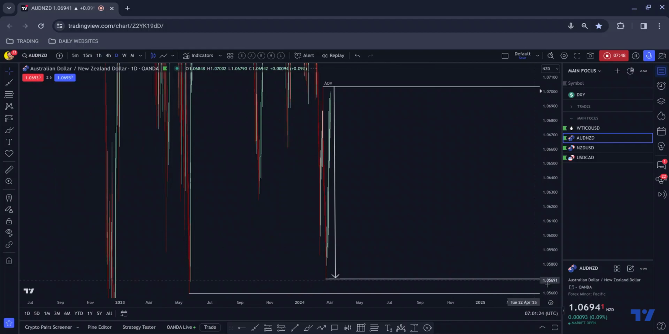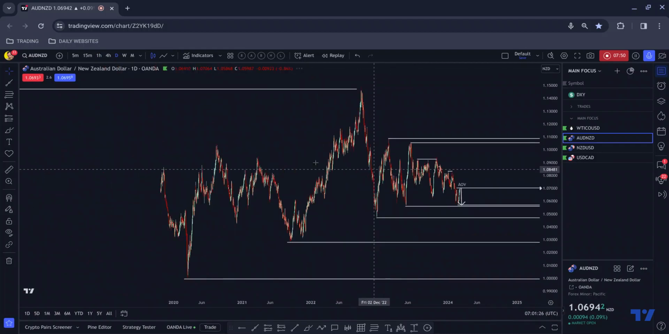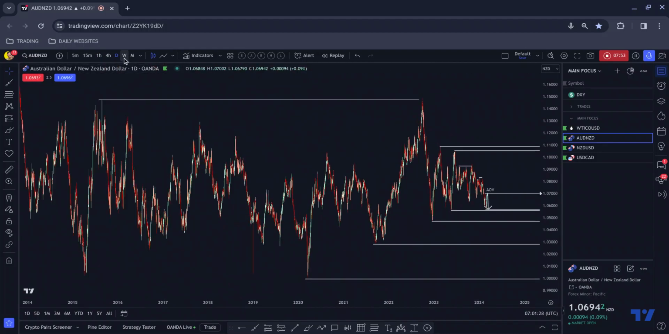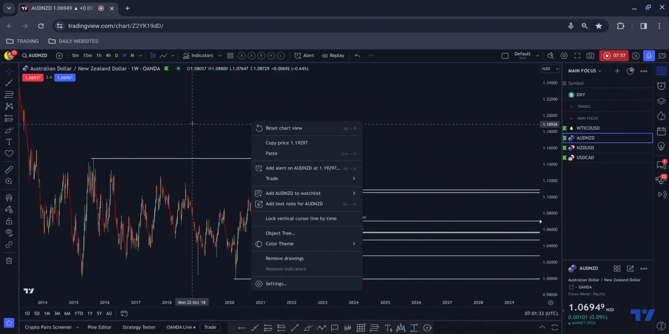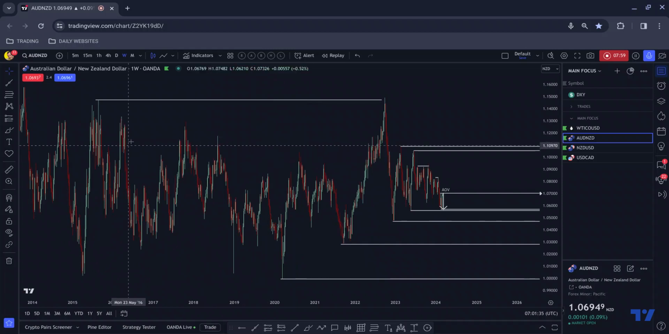So Aussie Kiwi. Aussie Kiwi is a little bit more complex, but then that's usually the case. This is a pair that I like, when I'm practicing pattern separation, separating structures. This is a good pair to pattern separate on because it's very messy relative to the other pairs.